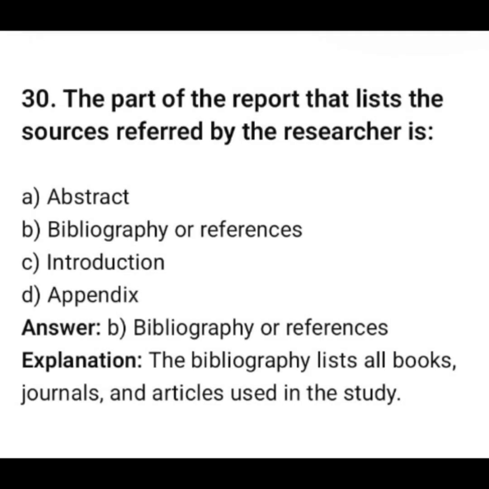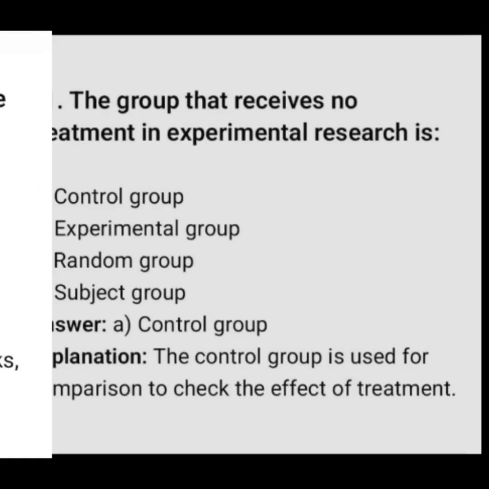The part of the report that lists the sources referred to by the researcher is: abstract, bibliography or references, introduction, appendix. The correct answer is option B, bibliography or references. The bibliography lists all the books, journals and articles used in the study.